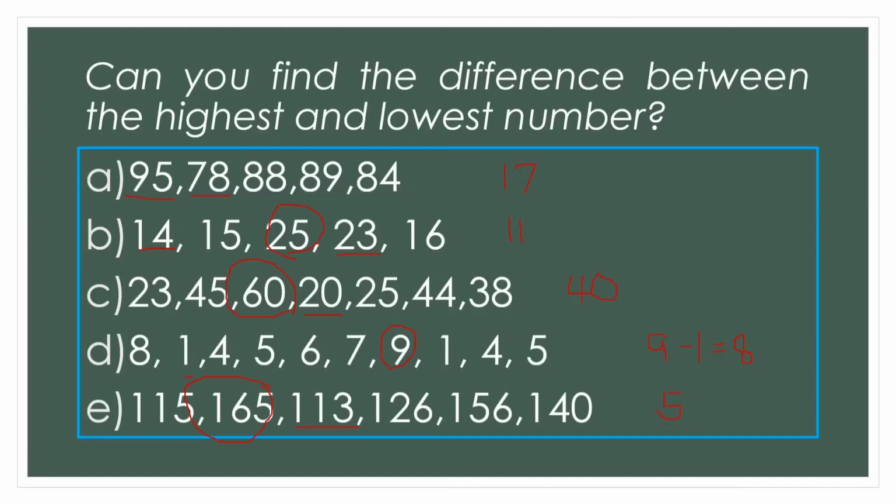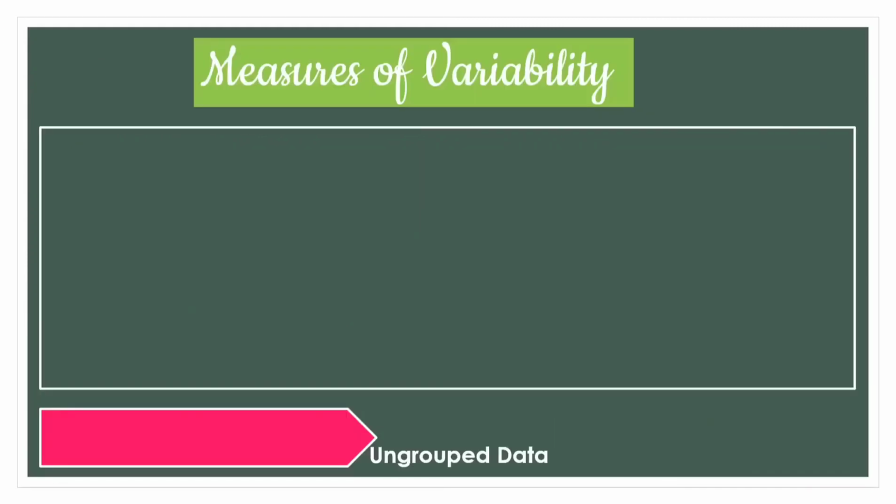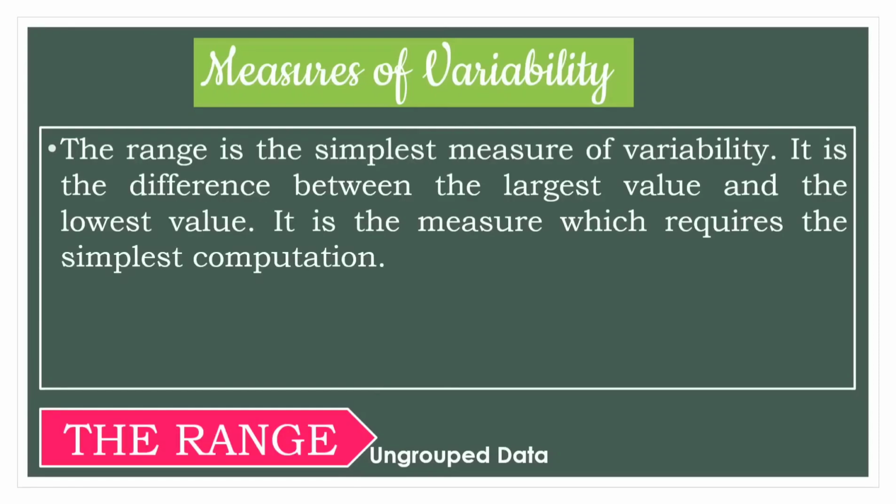From this activity, we have already done the first measure of variability. We have already solved for the measure of variability for each set of data. And what is that? I'm referring to range. Again, range. What we have solved is actually the range of the set of data.